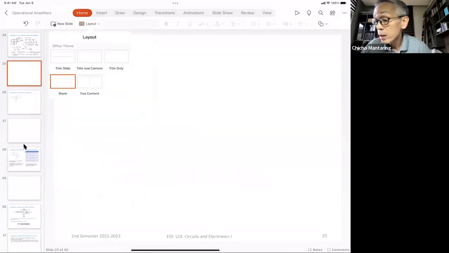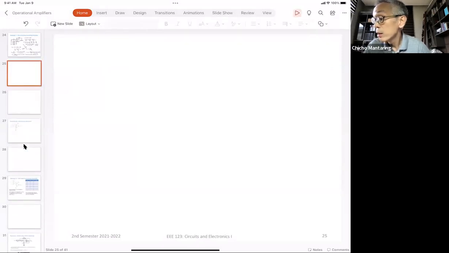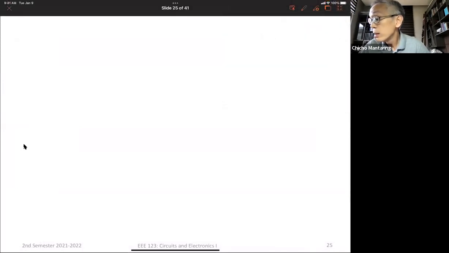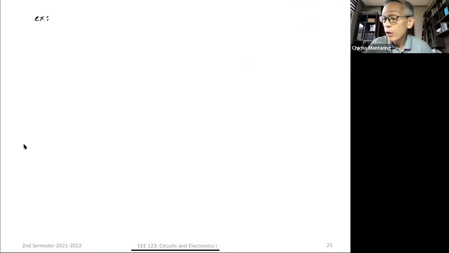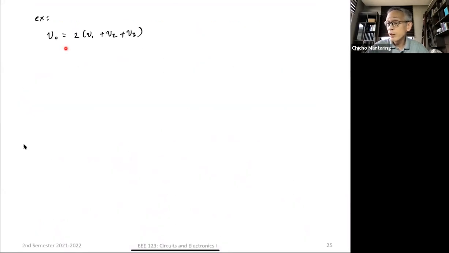Example. What if I want VO to be equal to 2 times V1 plus V2 plus V3? Example lang to, no? So I can choose itong limang values na to para makuha ko yung equation na to.